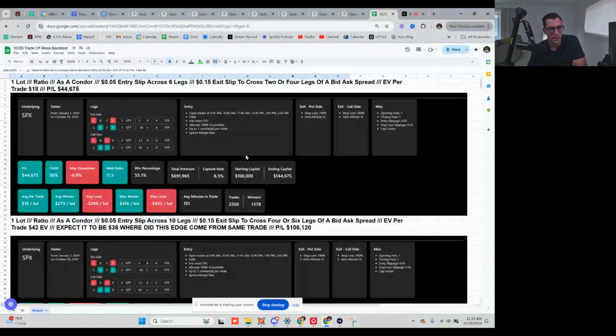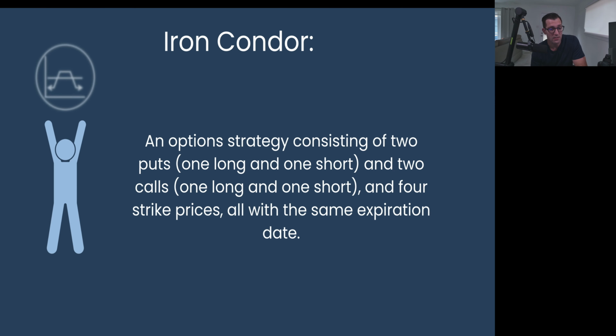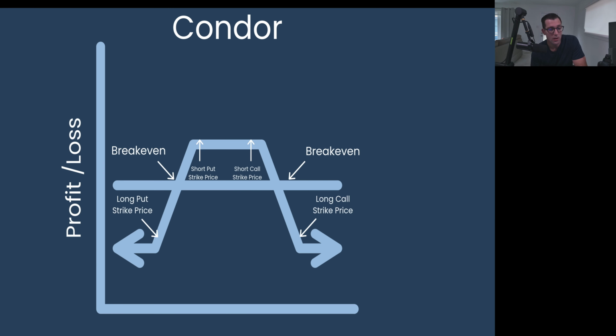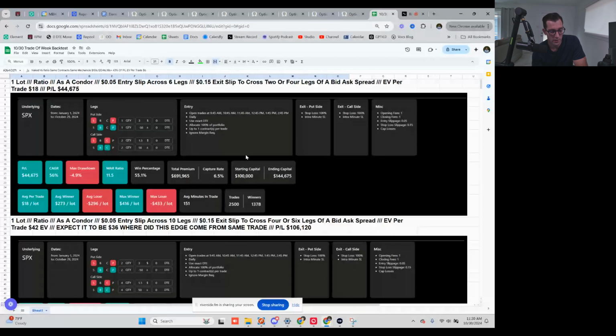So when we look at this initial test, this is basically saying that when we shop a condor, which is two legs, one short put leg, one long put leg, and then four legs, two short call legs, and two long call legs, we're basically saying we would get 5 cents of slippage to enter this order, which is the price to cross the bid-ask spread.